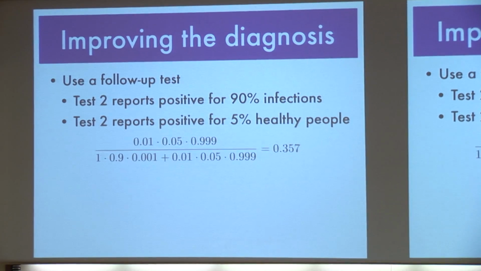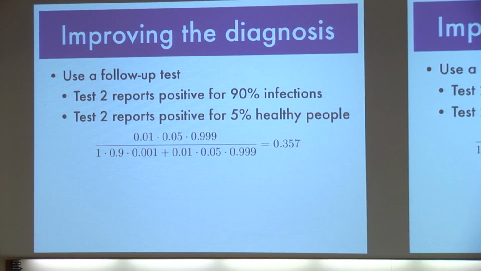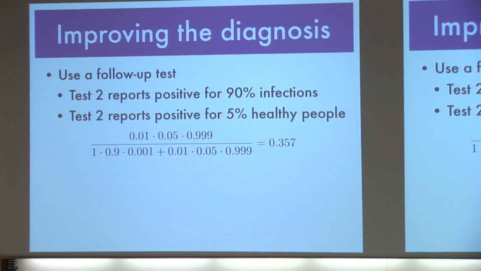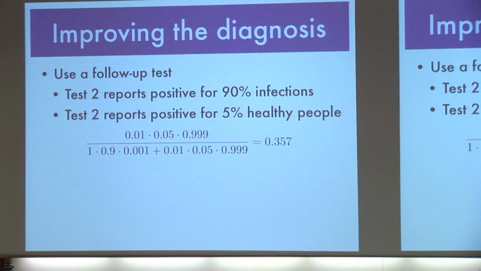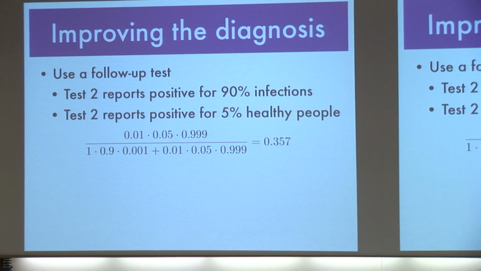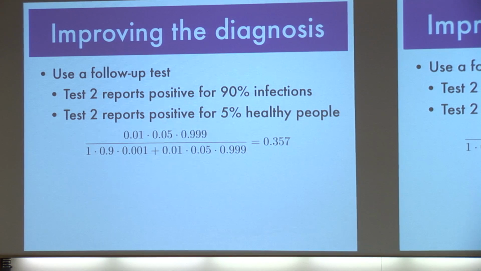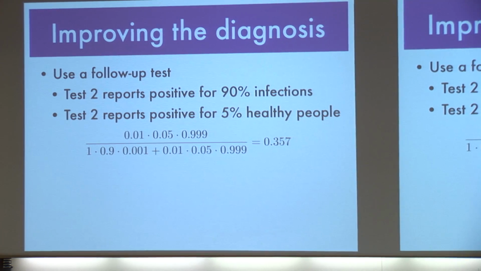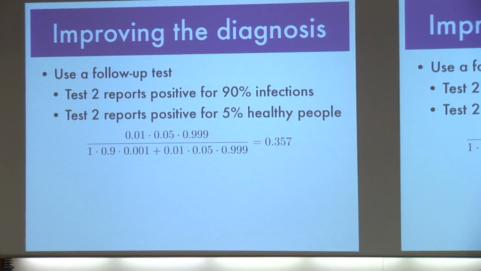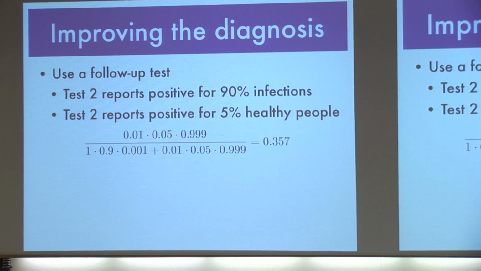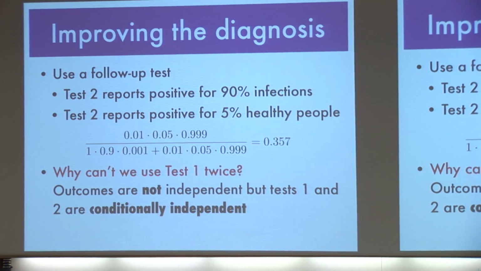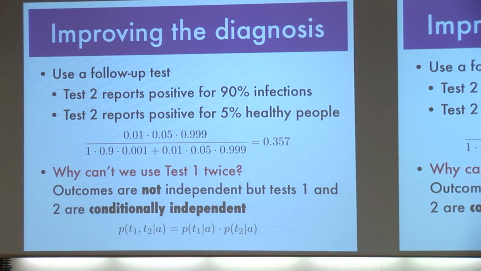So here's a question. Why can't we just go and use the first test twice? After all, it's a good test, right? Any ideas? Well, they're not independent of each other. If I repeat the first test, it'll just give me the same result again. Why can I actually use the second test? Because I hope that, conditioned on the disease status, the outcome is independent. That's what it is. So I'm basically assuming that P of T1 and T2 given A is P of T1 given A times P of T2 given A.